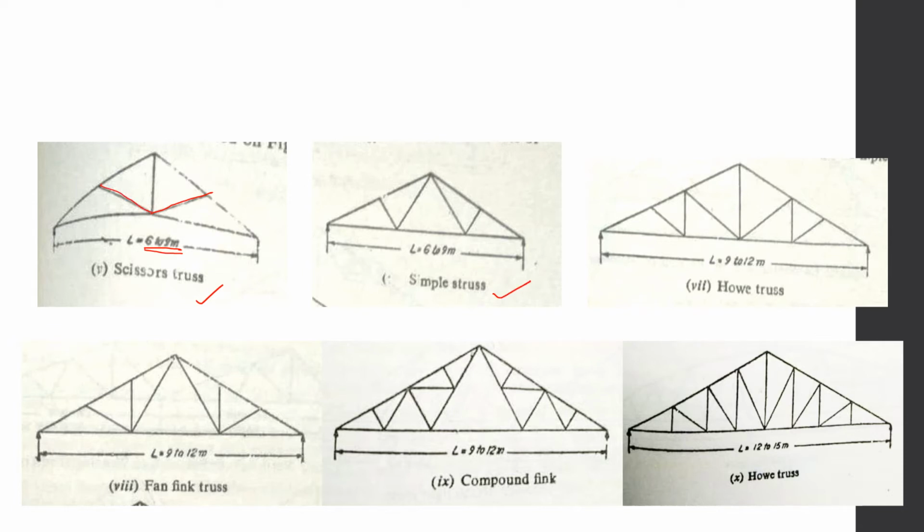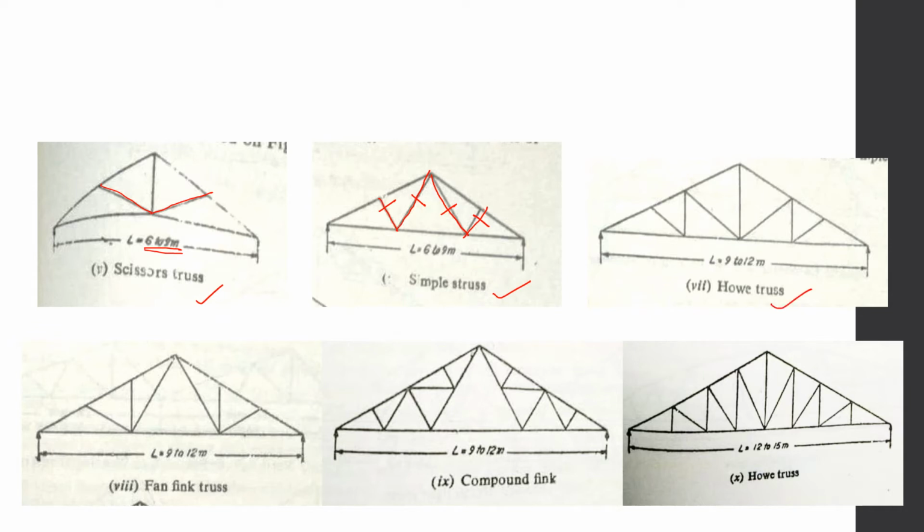Then there is simple truss, in which all the intermediate members are at an angle and there's no vertical support. So since there is no vertical support, these members are the ones who are bearing the load. And these are all four different members. This is different, this is different, this is different, and this is different.